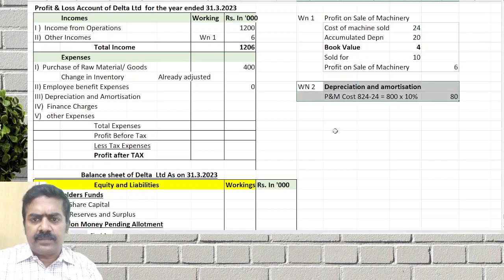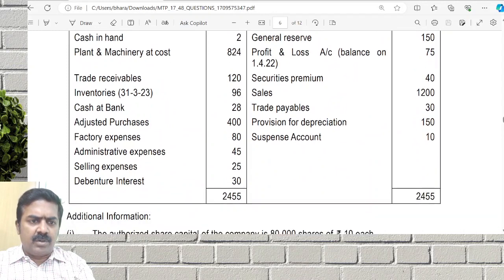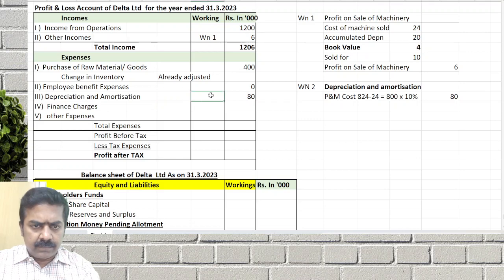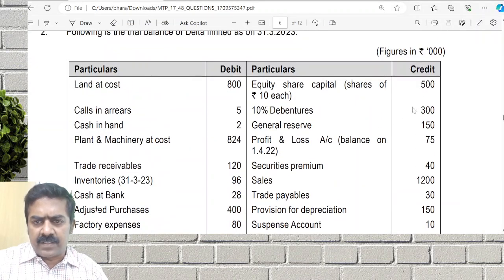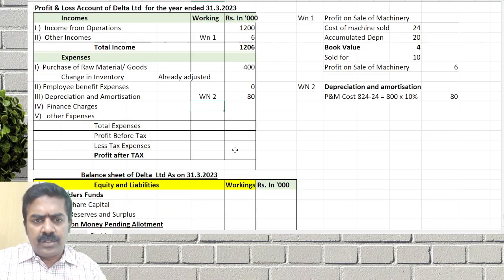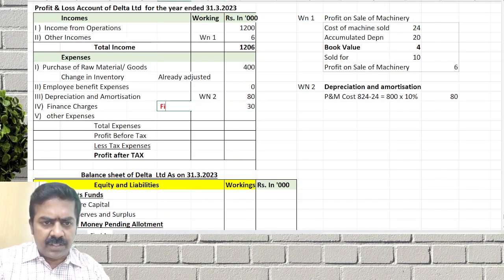Any other asset? Depreciation on plant and machinery, no other asset. So depreciation and amortization is 80. Debenture interest matches with the debentures balance. 300 into 10% is 30. So debenture interest we can directly put as 30. Finance charges, interest.